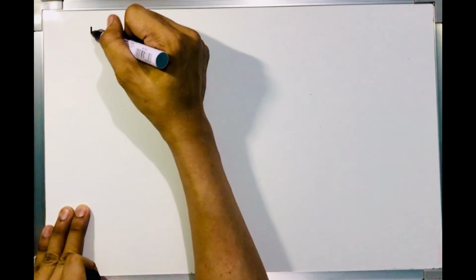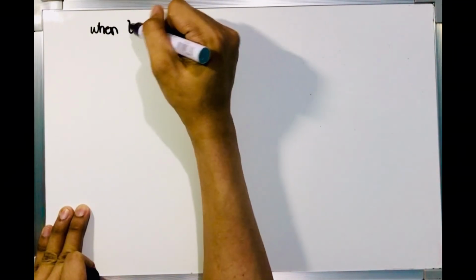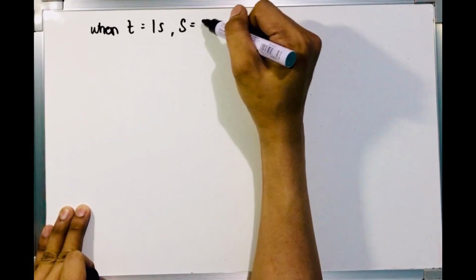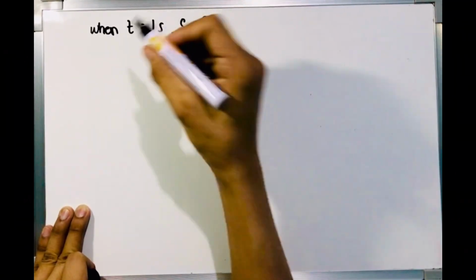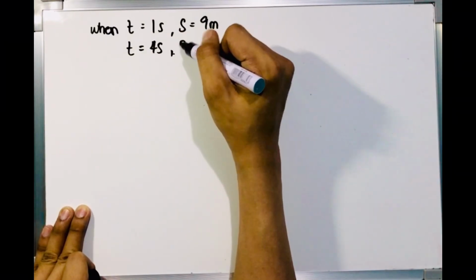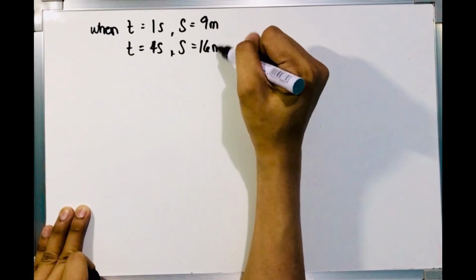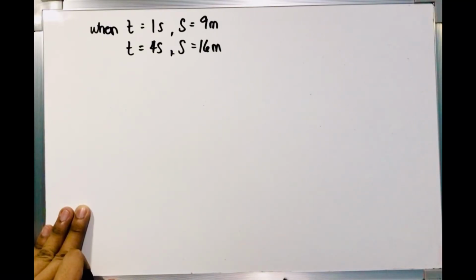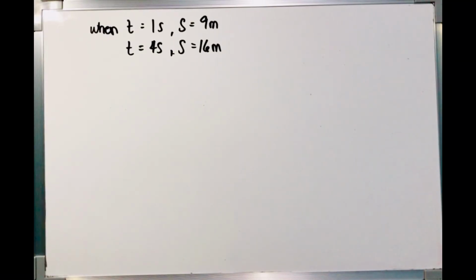So to continue, let's just use our conditions. So our first condition is when t is equal to 1 second, my displacement is equal to 9 meters. And if my t is equal to 4 seconds, my displacement is equal to 16 meters. So ang gagawin lang natin dito is to generate two equations. Kasi dalawa yung unknown natin. So kailangan din natin ng dalawang equations.